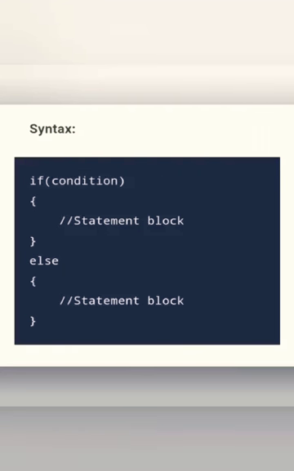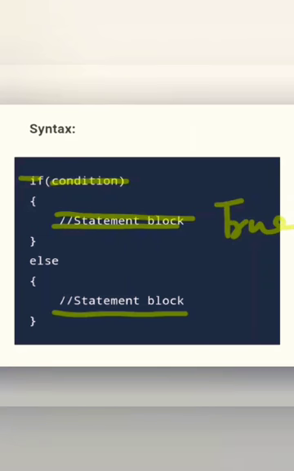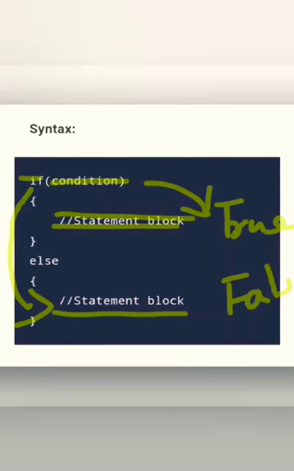This is the syntax for if else statement. If condition: if the condition is true, this block will be executed. This is known as the true block. Else, this block will be executed. This is known as the false block. So, once the condition is true, the true block will be executed. Once the condition is false, the false block will be executed. Now we will learn it with an example program.